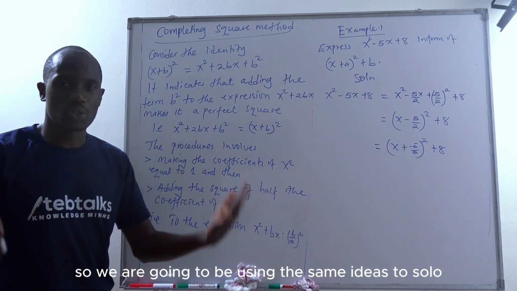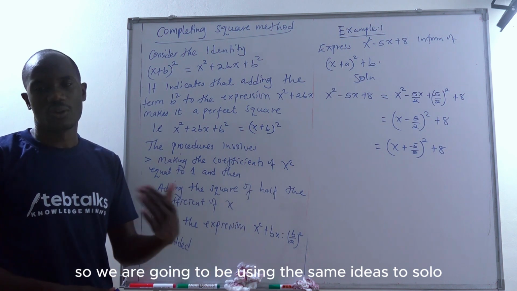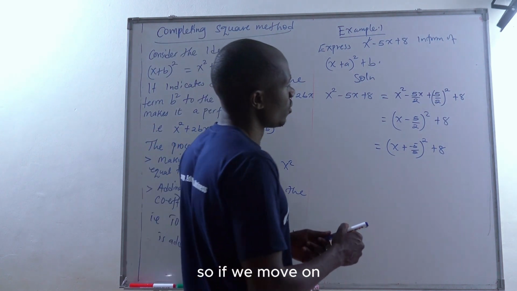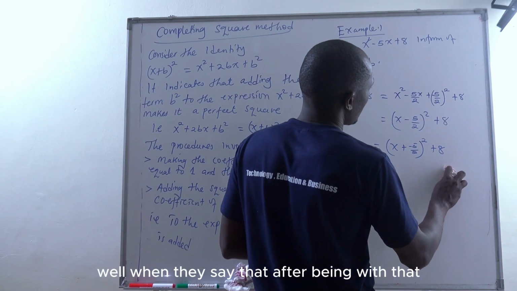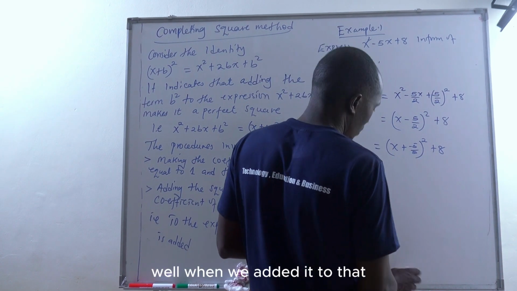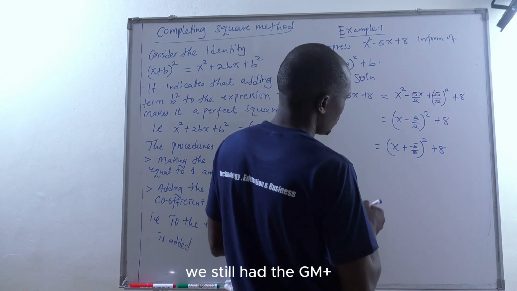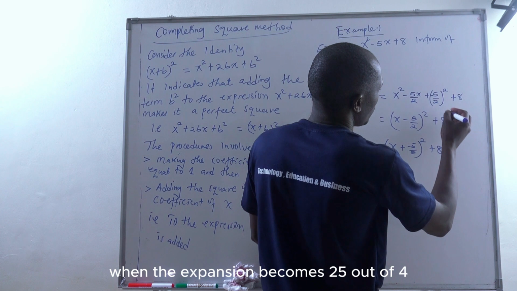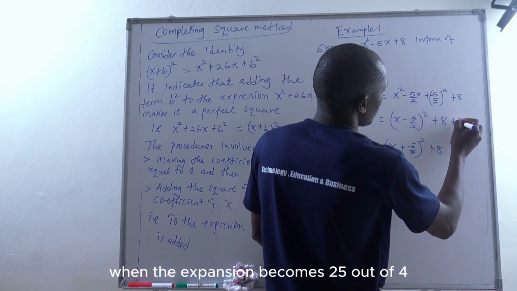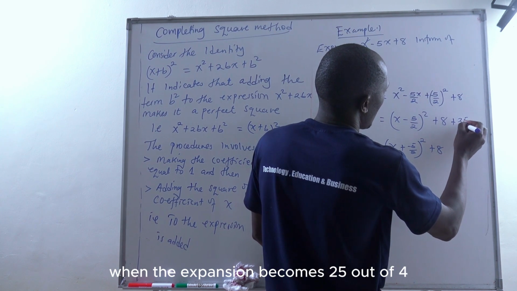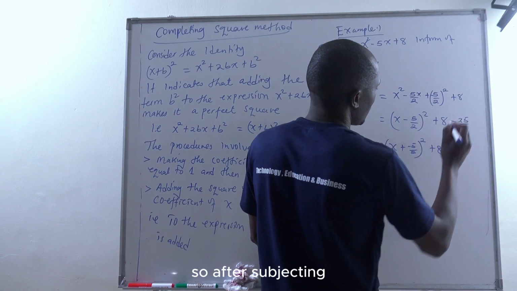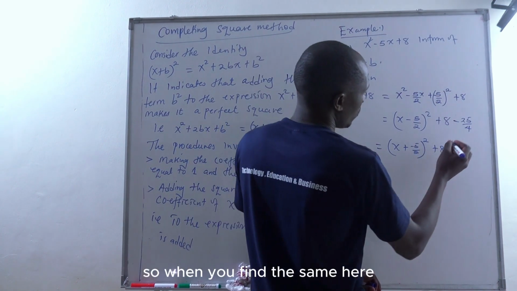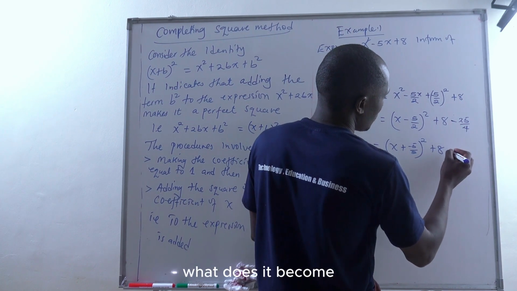We are going to be using the same ideas to solve the following. So if we move on, we have already said that after doing that, we have only added it. We still subtract it here, plus, when the expansion becomes 25 out of 4. So after subtracting, such that when you add, the same goes on. So when you find the LCM here, what does it become?